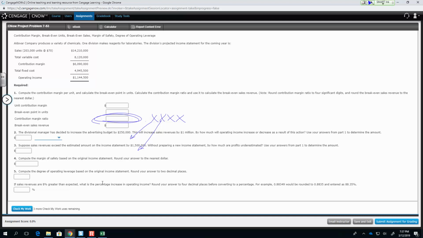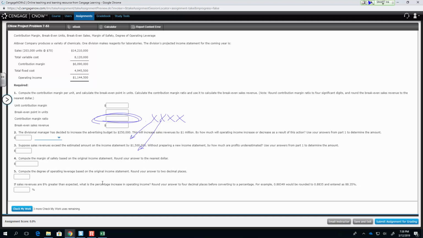Okay? Question 4 then, compute the margin of safety in dollars, right? Simple subtraction. Question 5 is compute the degree of operating leverage, a division, right? Margin dollars over income dollars, DOL, simple division, it's a number. And then the second part of question 5 is if sales go up, what does that say?